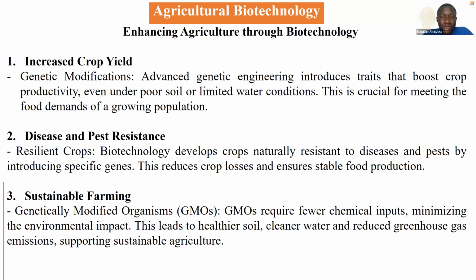This reduces crop losses and ensures stable food production and also sustainable farming. You must have been hearing about GMOs, genetically modified organisms. They require fewer chemical inputs, minimize the environmental impact of all these chemicals, and this leads to healthier soils, cleaner water, and reduced greenhouse gas emissions, supporting sustainable agricultural practices.